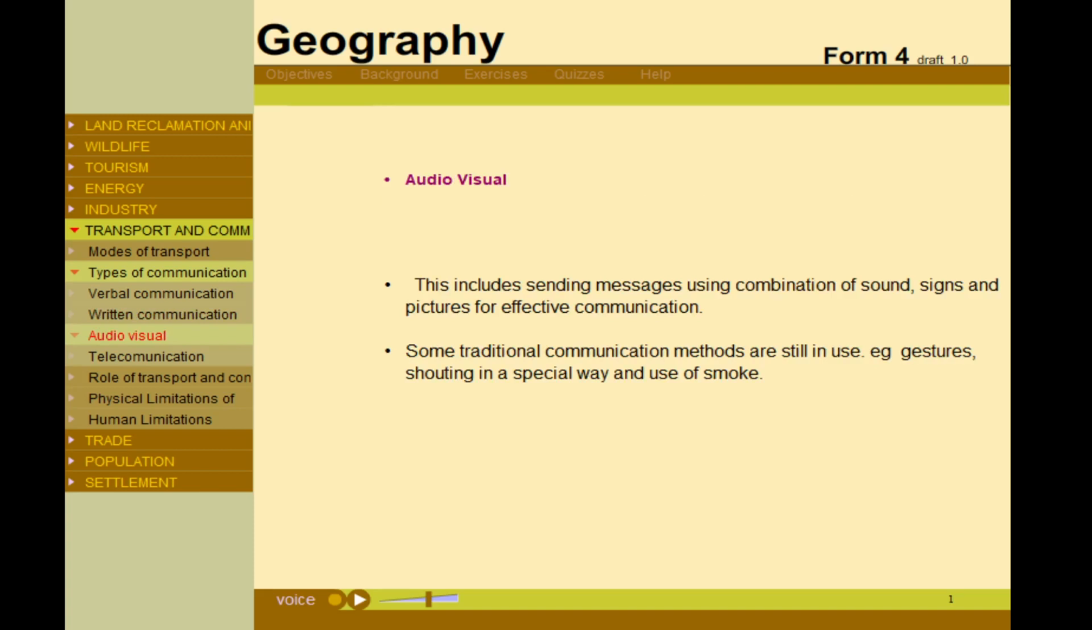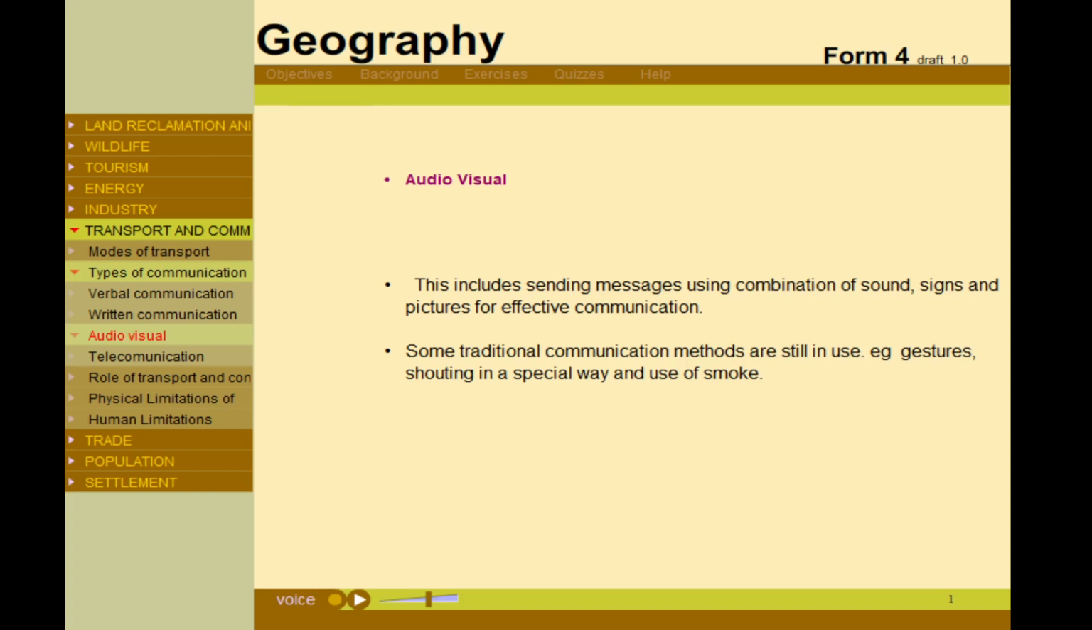Mobility of labor, the development of types of communication. There are three main types of communication used in transmission of information: written, verbal, and audio-visual. Audio-visual includes sending messages using a combination of sound, signs, and pictures for effective communication. It takes place when one can see and hear.